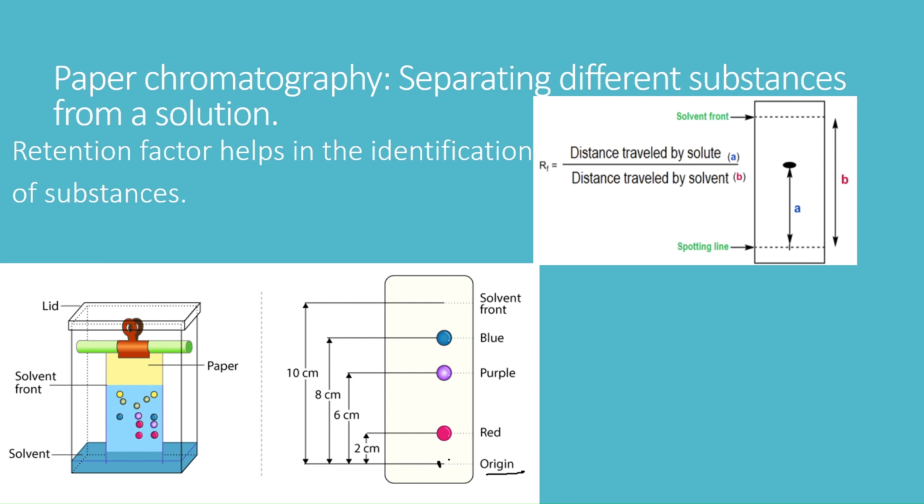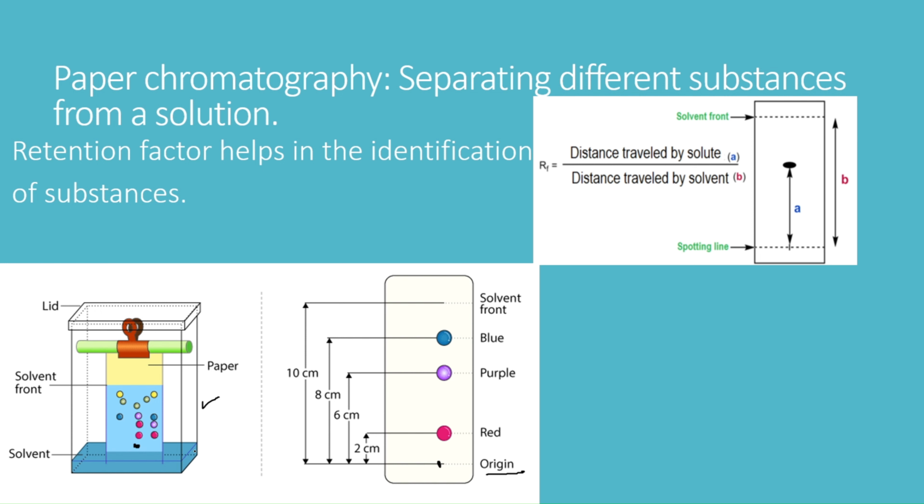Then we hang it in a solvent which is taken in a chromatographic jar. This is a chromatographic jar. Now the solvent you can take water or alcohol, but you have to be careful that the ink spot should be above the level of solvent. Like the spot should be here, above the level of the solvent. Otherwise, you will not get the separation done.